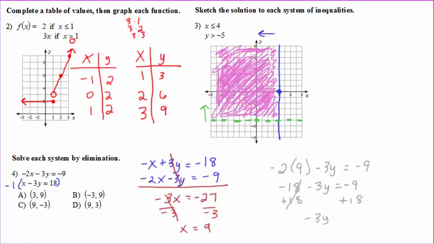Negative 3y equals 9. Divide both sides by negative 3, and you get negative 3. Now, it was very important for us to do all of this right, because we could have very easily gotten a positive 3 at the end here because we weren't paying attention to our negatives. But the correct answer on our multiple choice is 9 comma negative 3. So that's that.